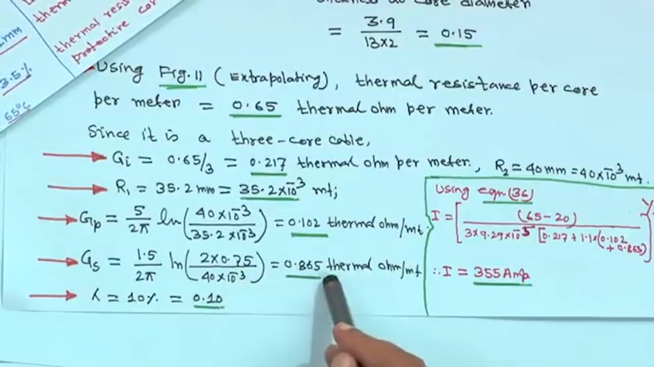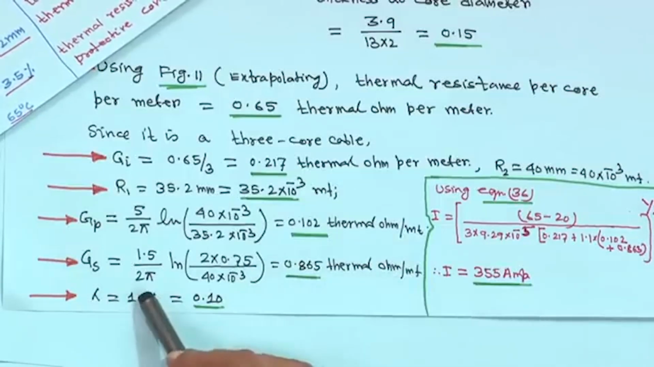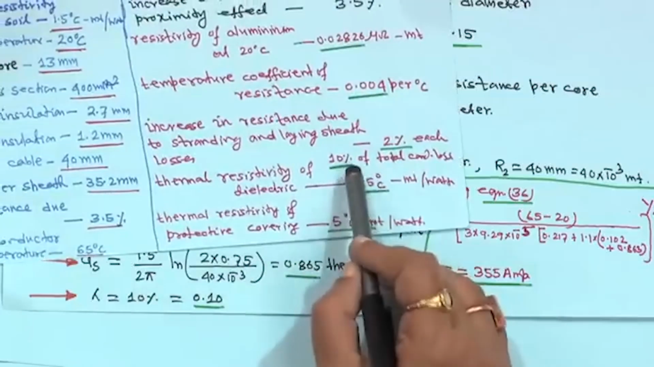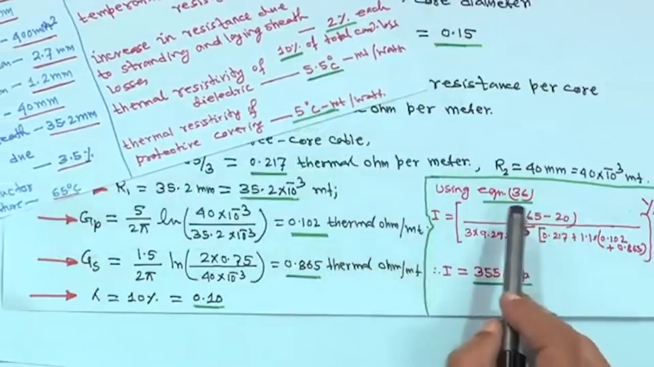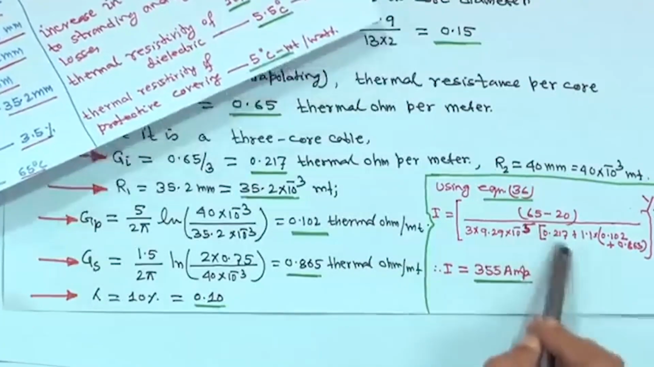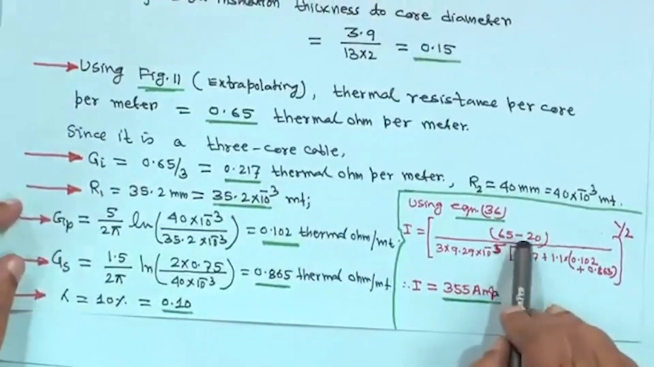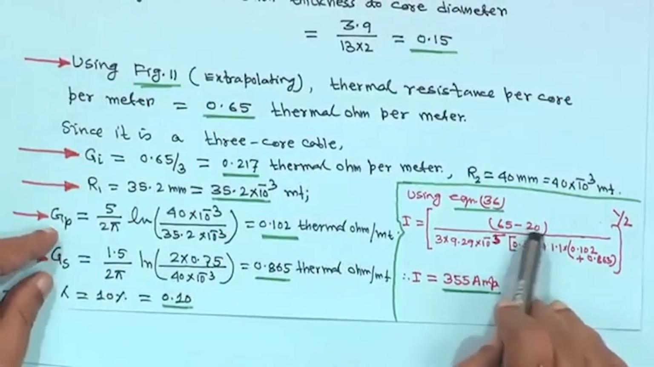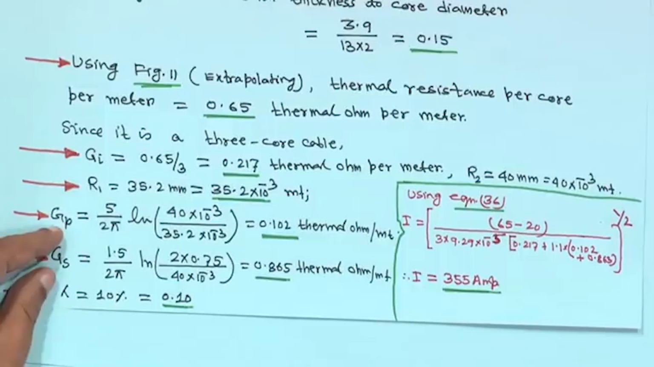So, it will come 0.865 thermal ohm per meter, and lambda is given as 10%, because the losses are given as 10% of total conductor loss. So, using equation 36, with theta minus theta s, that is 65 minus 20, and whatever data are available, I can show you the formula once again.